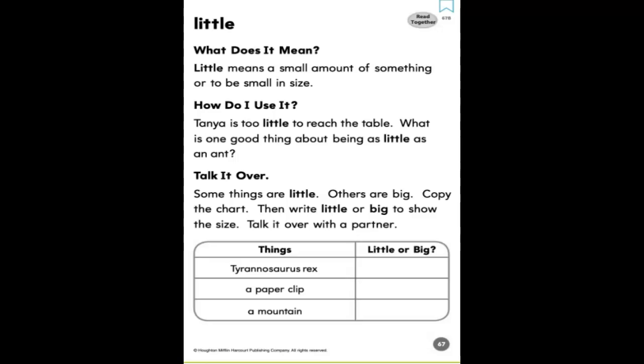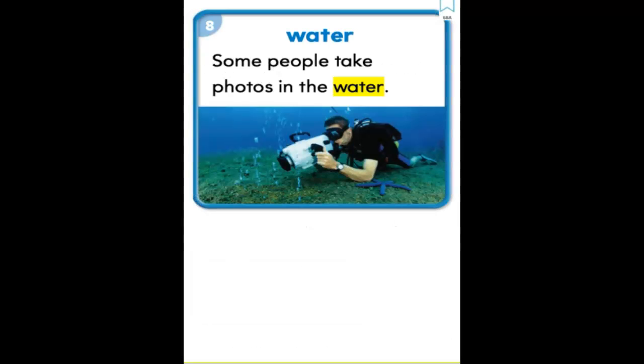Talk it over. So I'm going to go over these examples and you're going to tell me if this is something little or big. Ready? Tyrannosaurus Rex. Big. A paperclip. Little. A mountain. Big.